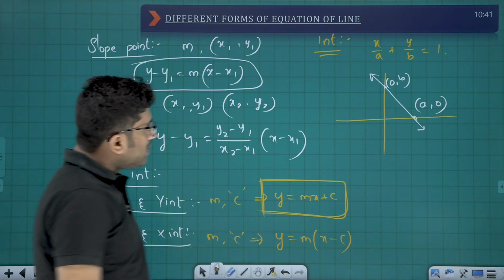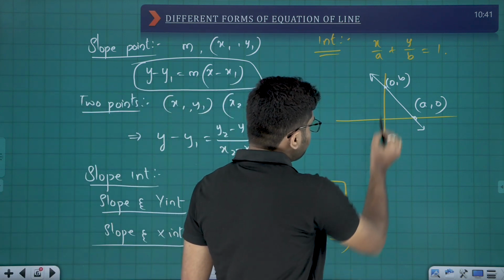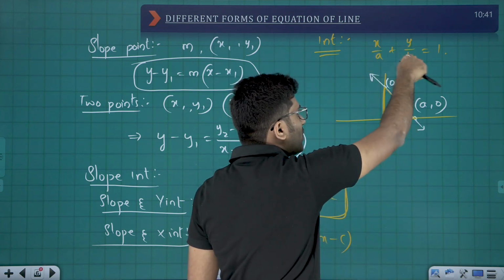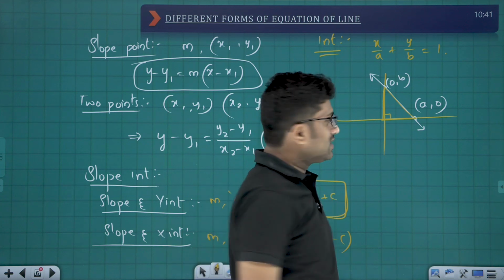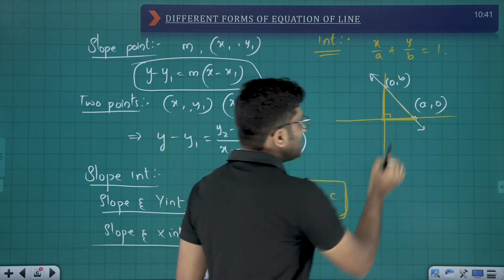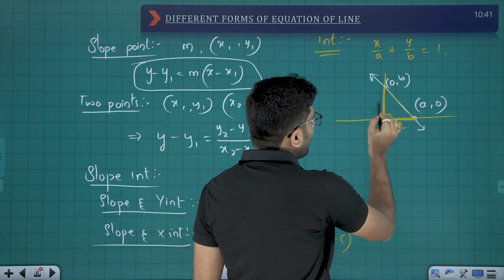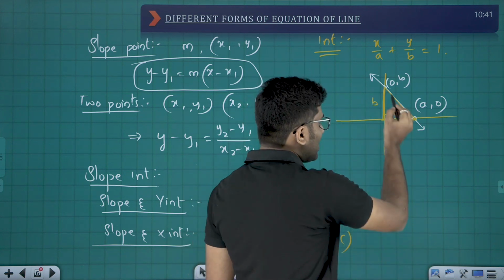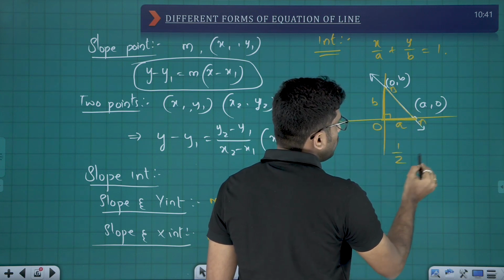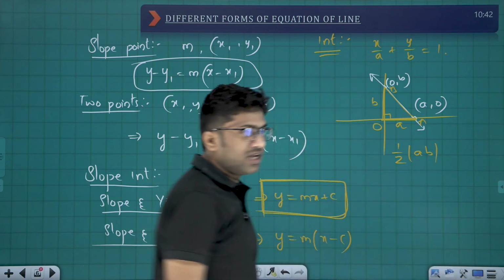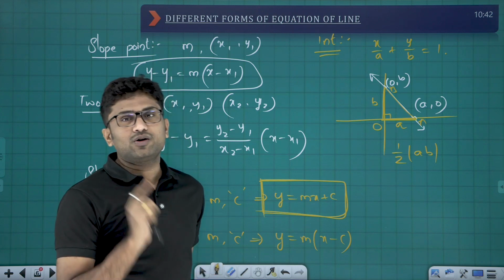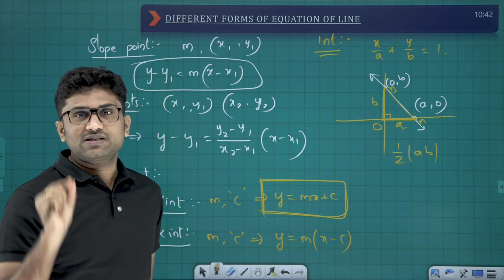Now we have a very good question: what is the area of the triangle formed by the line x by a plus y by b equals 1 and the coordinate axes? See, friends, if a comma 0 is the point, a is the x-intercept, so this length will be a, and b is the y-intercept, so this length will be b. Now this is a right angle triangle, so the area of triangle OAB is equal to half into base into height, that is half mod AB. The area of the triangle formed by the line x by a plus y by b equals 1 and the coordinate axes is half into modulus of ab.